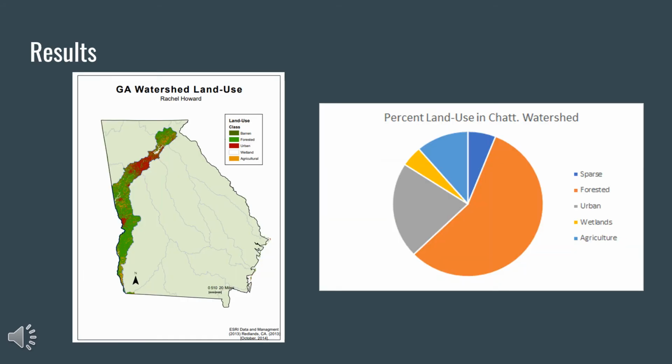Once I knew which portions of the watershed were classified under which land use, I was able to analyze the data to get a better understanding of what percentage of each land use covered the watershed. The pie chart on the right of the slide provides a good visual of how much each land category covers the watershed. As you can see, the watershed is covered by about 60% forested land use, and the urban land use holds the second largest coverage with about 20 to 25% coverage.